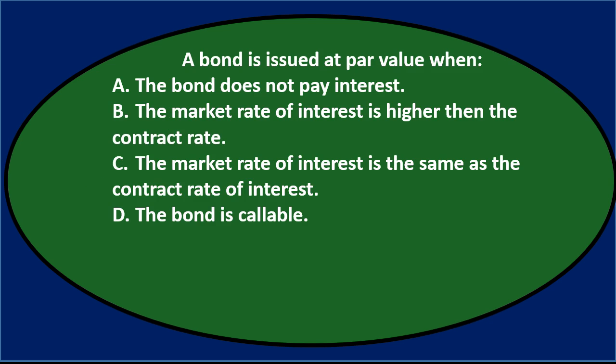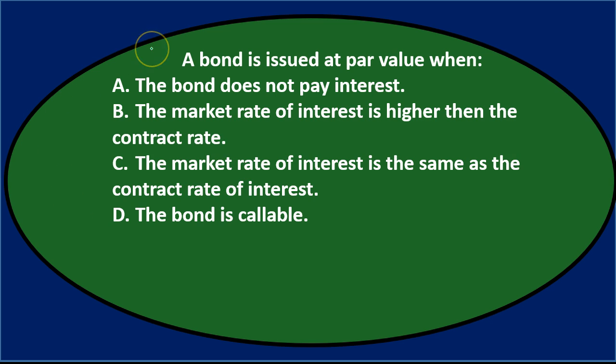Next question. A bond is issued at par value when A, the bond does not pay interest. B, the market rate of interest is higher than the contract rate. C, the market rate of interest is the same as the contract rate of interest. Or D, the bond is callable.